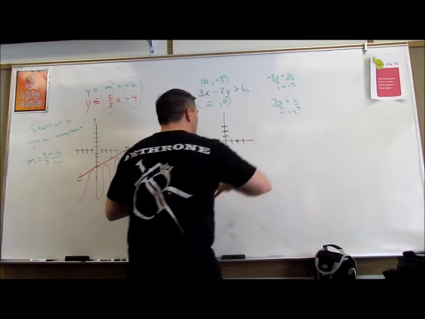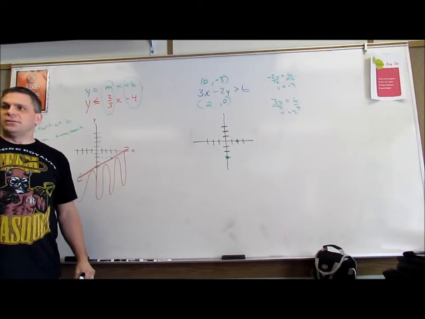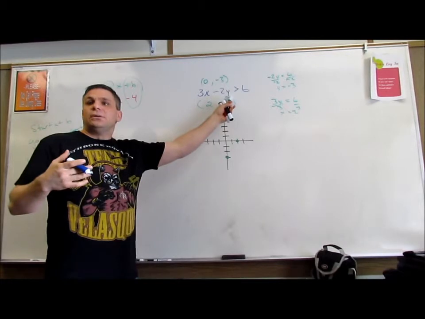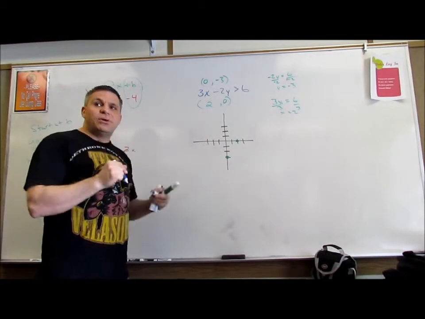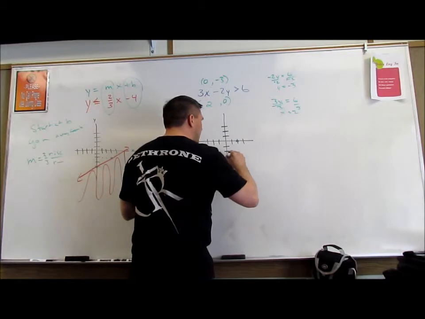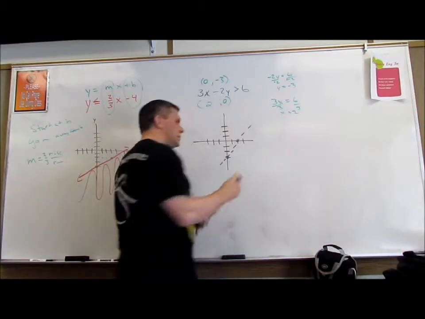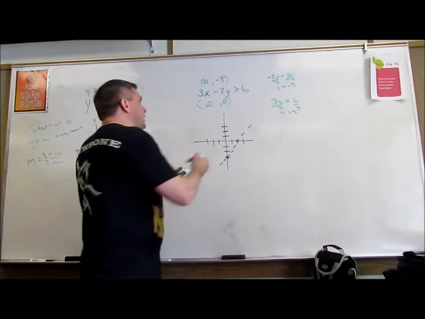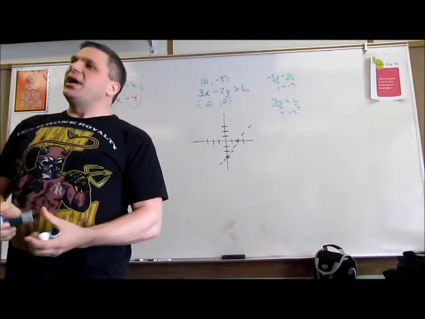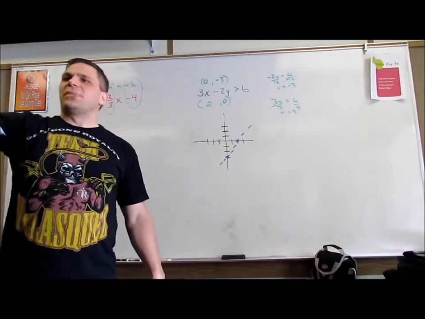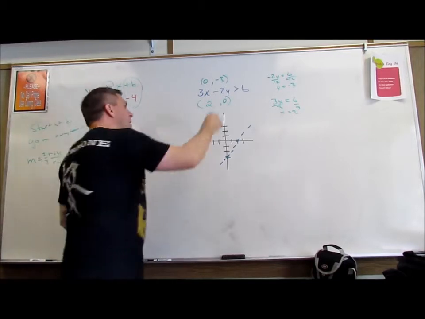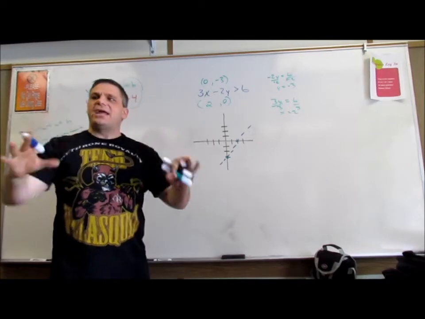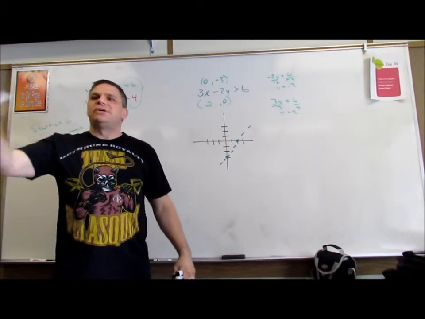Now here's the thing. Do I draw a solid line? Is there an equal to sign? No. There's no equal to sign, so I need to draw a dotted line. Okay? This is a dotted line situation. It is greater than, so I'm supposed to shade up, right? Here's the trick, though. There's a negative in front of the y. If there's ever a negative in front of the y, you do the opposite of what's happening.